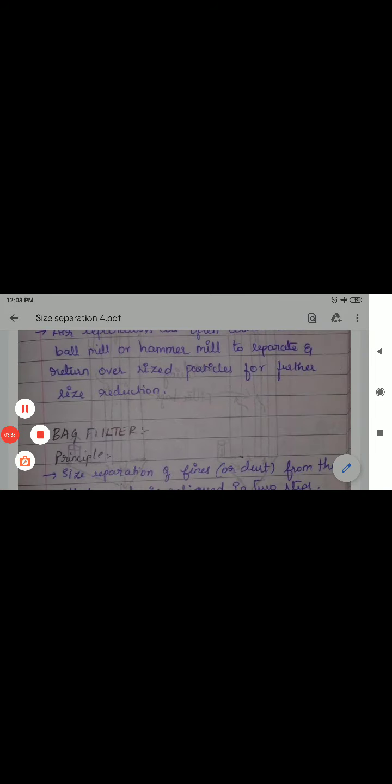Uses. Air separators are often attached to a ball mill or hammer mill to separate the oversized particles for further size reduction. Means an air separator as such cannot be used. It will be used along with a ball mill or hammer mill where the size reduction of the powder is not sufficient. The particles which are not finally size reduced will be collected and size reduced again using the ball mill or hammer mill, and again they will be separated in the air separator.